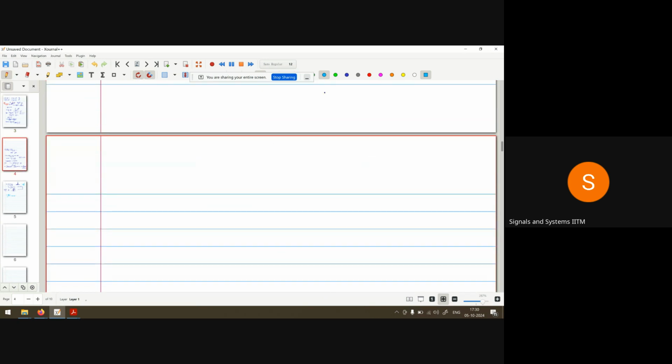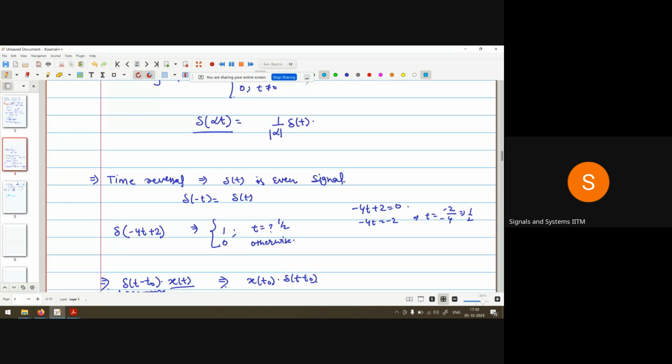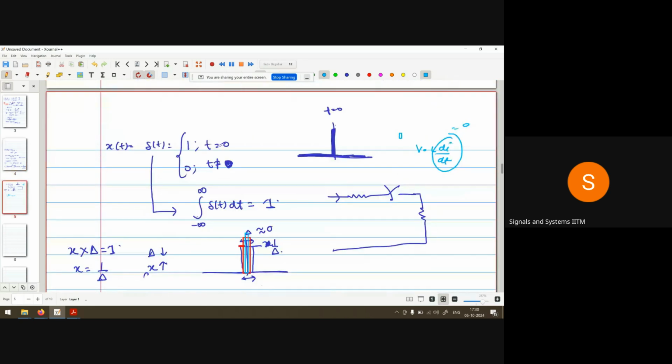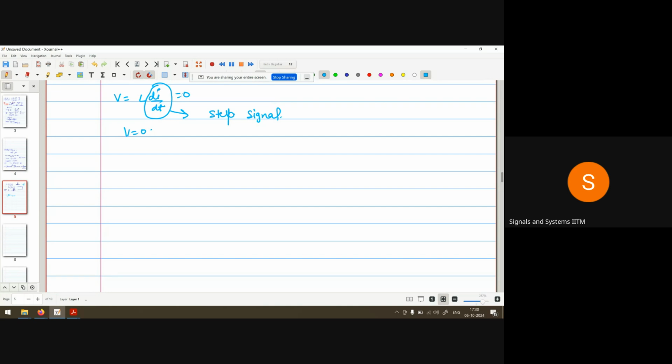Like, if I explain it again, what is my ramp signal? Like this one. Now if I say t is equal to 1, the value is 1. The t is equal to 2, the value is 2. The t is equal to 3, the value is 3.